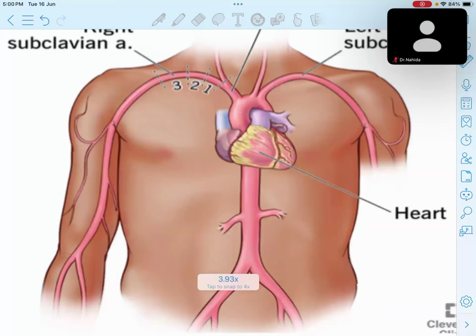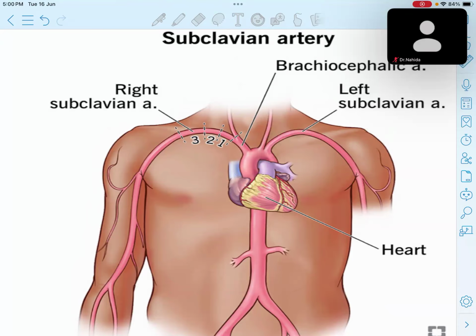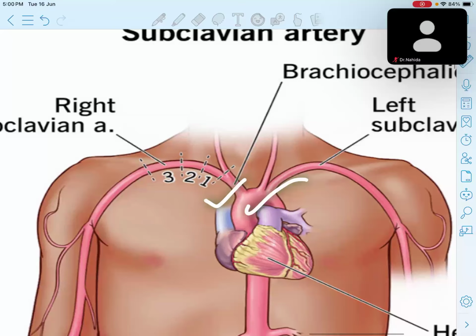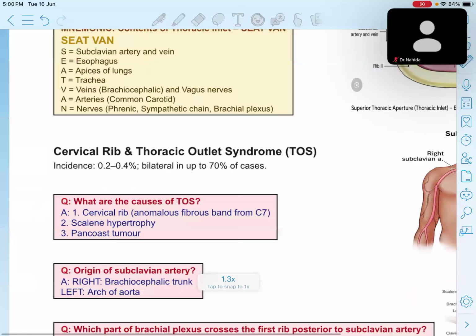It directly originates from the arch of the aorta. But the right subclavian artery is not directly from the arch of the aorta. It is first from the brachiocephalic trunk, then the right subclavian artery is formed from the brachiocephalic trunk. Okay, this image is good for this topic.